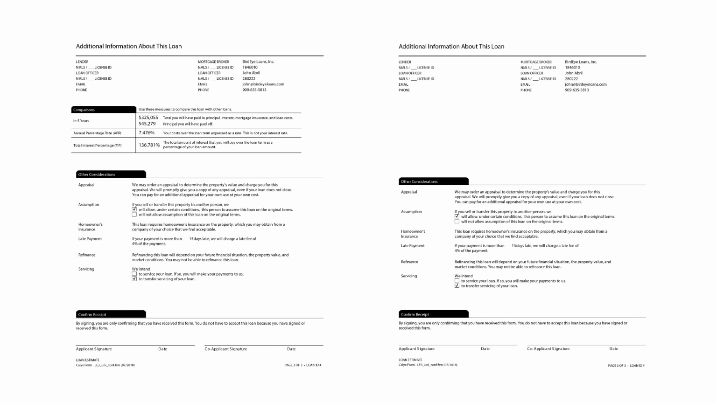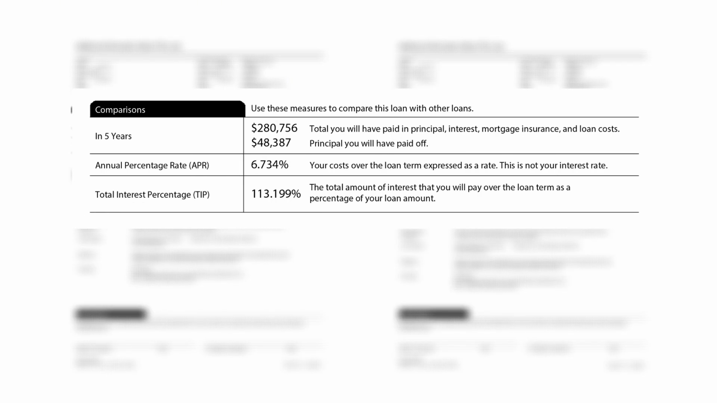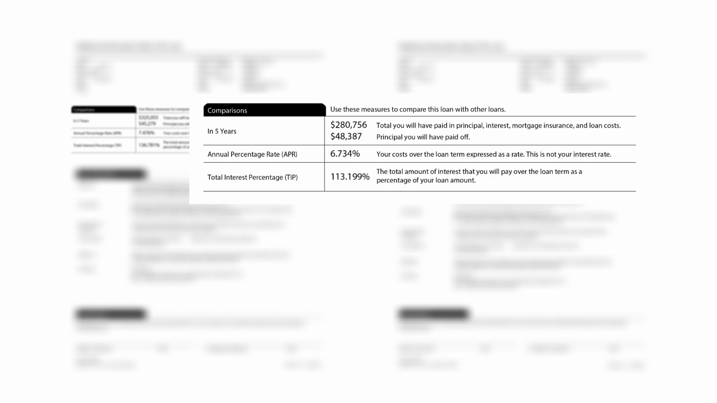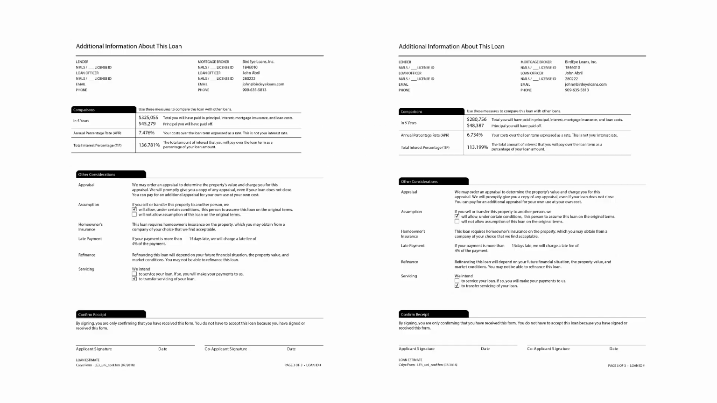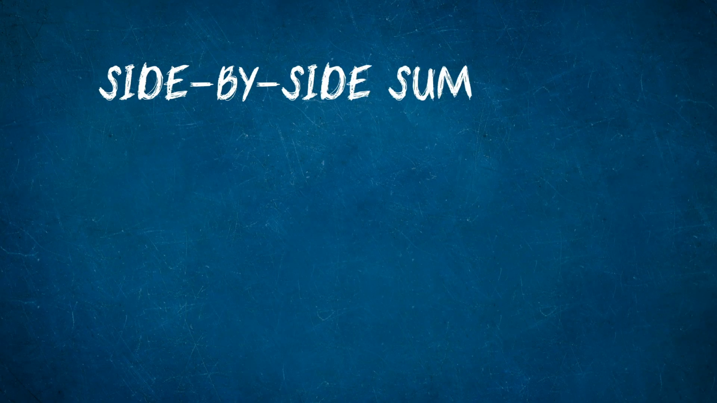FHA, in 5 years, you'll pay $280,756 total. Of that, $48,387 goes towards the principal. The APR here, 6.734%. The TIP, 113.199%. This is where you get to see the true cost of the loan, not just this year, but over the life of it. Page 3 is the nutrition label. It's not about how it feels today, it's about what it's going to do to you over the next 30 years.